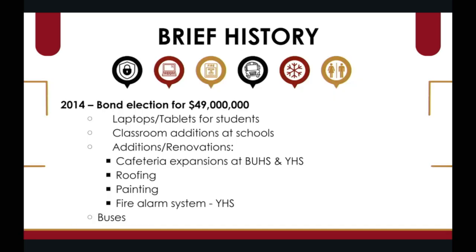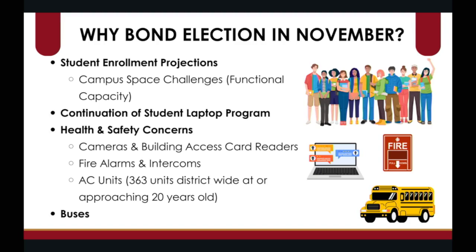So just a brief history on our bond election to share that with you. In 2014 is the last bond election that the district had gone out for and passed, and it was for $49 million. That was for laptops for our students, and classroom additions at schools, additional renovations, including cafeteria expansions at Buckeye Union and Yonker, roofing, painting, and fire alarm system at Yonker, and then of course buses for our district. So that was the last successful bond campaign we had, and those are the things that were used with the money from that bond.